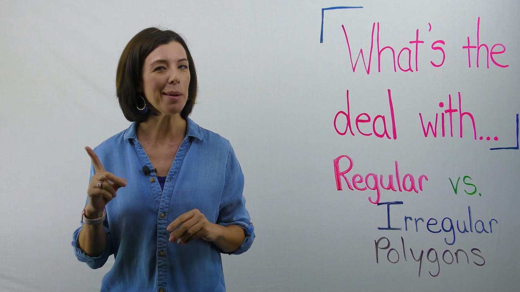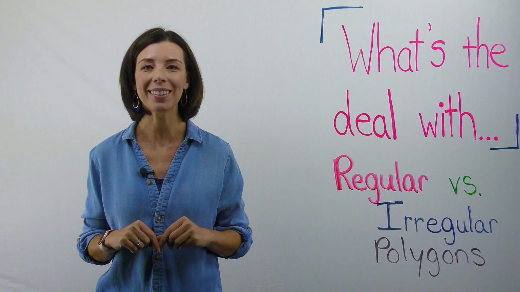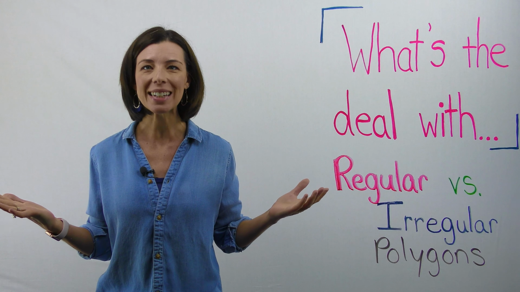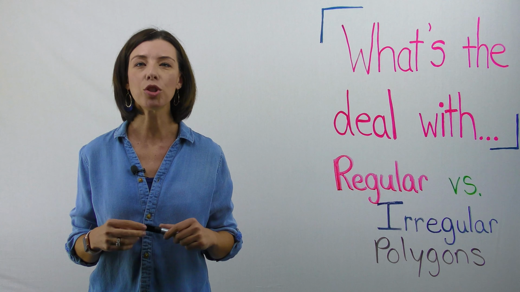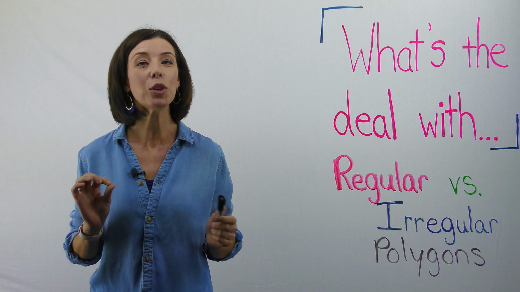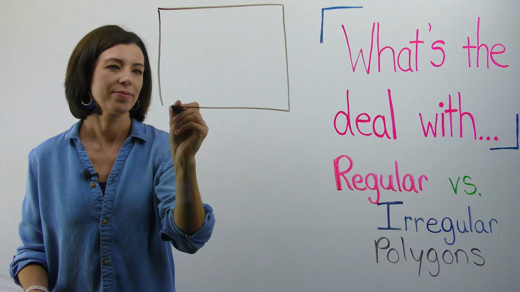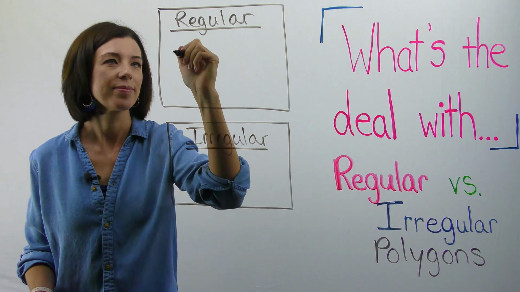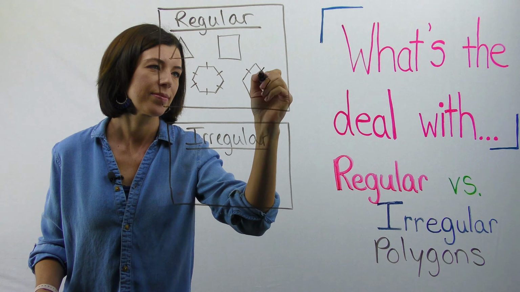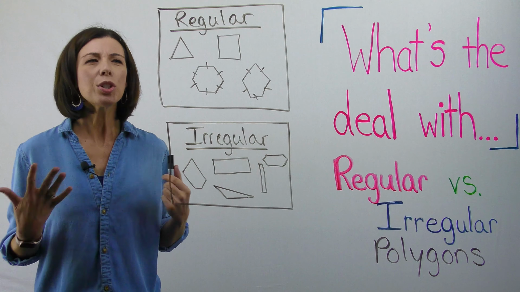All right, it's time to discover the difference between irregular and regular polygons. So what's the deal with them anyways? I want to start by drawing some shapes of regular versus irregular polygons, and I want you to see if you can notice any similarities or differences between the two. So what do you notice?